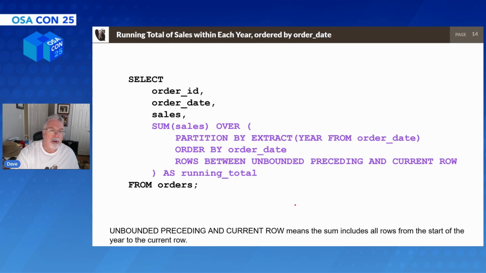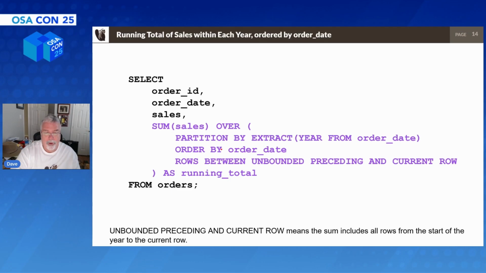Okay, so let's work up a running total of sales within each year ordered by the order date. So we're asking the database for the order ID, the order date, and the sales from the order table. And we're asking it to sum the sales, and we're going to ask it to partition by the year. We're using this function here to take the year from the order date, which is probably month, day, year. So we're just having the year right here.